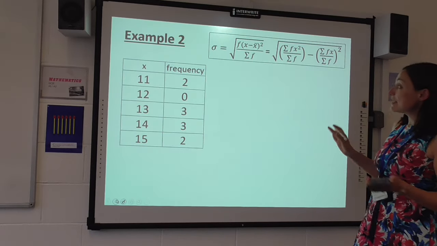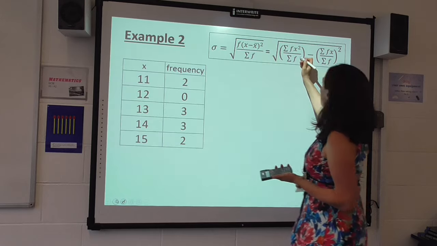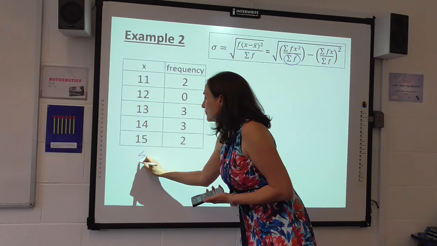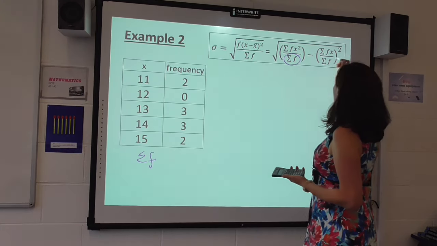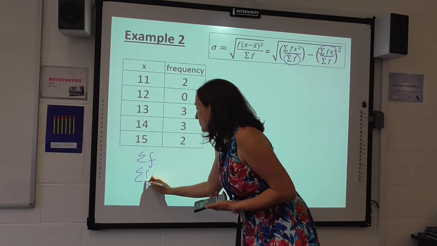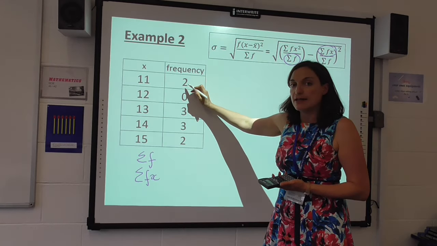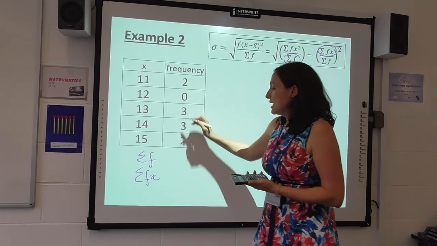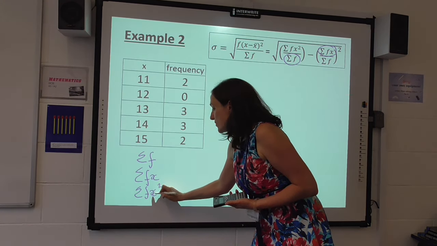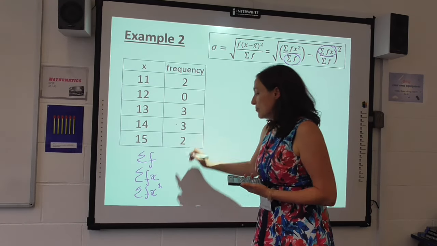How does it differ for a frequency table? Frequency table, exactly the same idea. We're going to use this formula here. So what we need is the sum of the frequencies, which is just n. We need the sum of the x values, which is just the x value multiplied by how frequently it turns up. And then similarly, the sum of the x squareds, so it's the x squared value multiplied by its frequency.